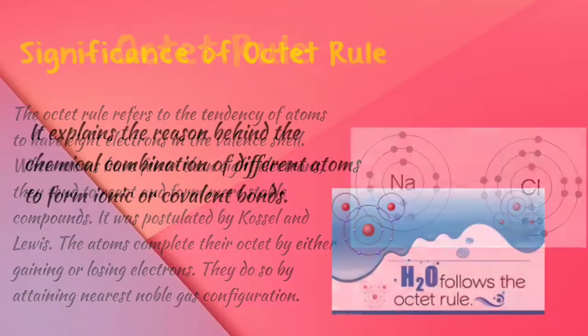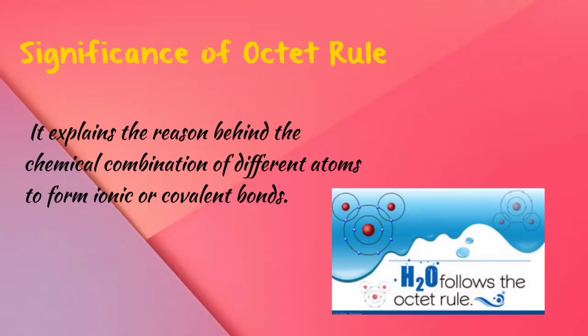Significance of the octet rule. It explains the reason behind the chemical combination of different atoms to form ionic or covalent bonds. Limitations of the octet rule.